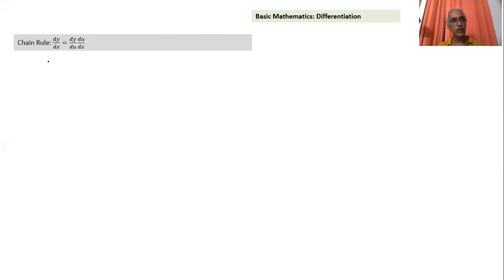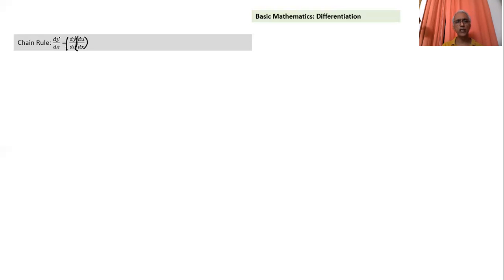One last thing in this session is the chain rule. What is the chain rule? The chain rule is pretty simple. We want to find dy by dx. This expression can be multiplied and divided by du. So this expression is the same. Actually, what we have done is multiply and divide by some quantity du. So it becomes equal to dy by du into du by dx. So this derivative has been expressed as a product of two derivatives: the derivative of y with respect to u and the derivative of u with respect to x.